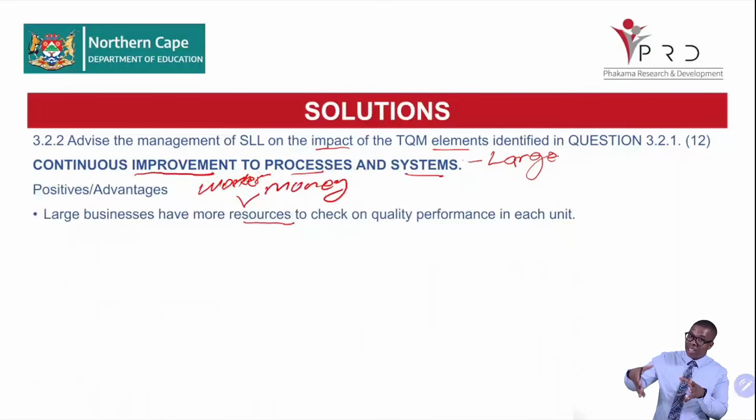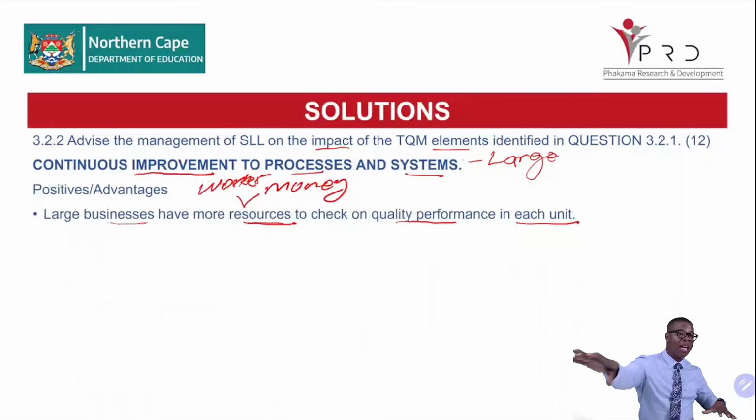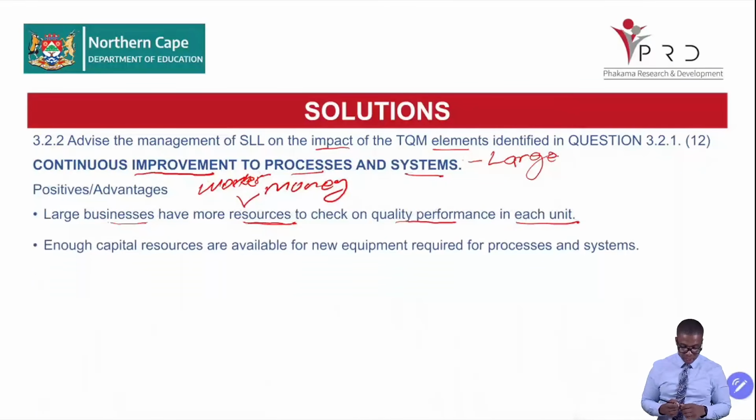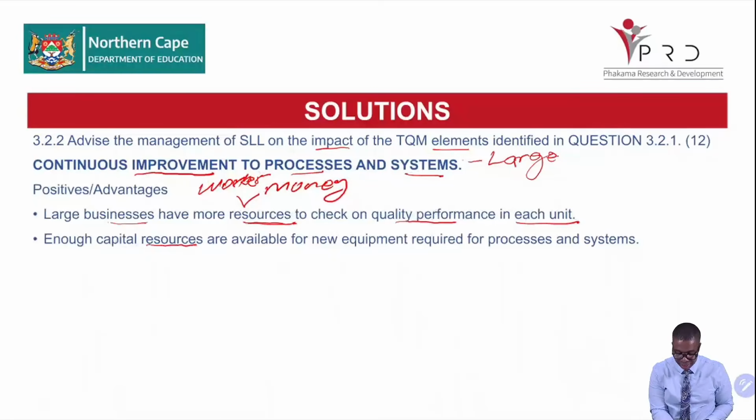Workers are a resource. They benefit the business. Why? It says a large business has more resources to check on quality of performance in each unit. The workers, because they are many, are able to check on quality of performance in each unit. Then another one, enough capital. They have enough capital. And when we're talking about capital, we're saying money. They have enough capital available for new equipment.